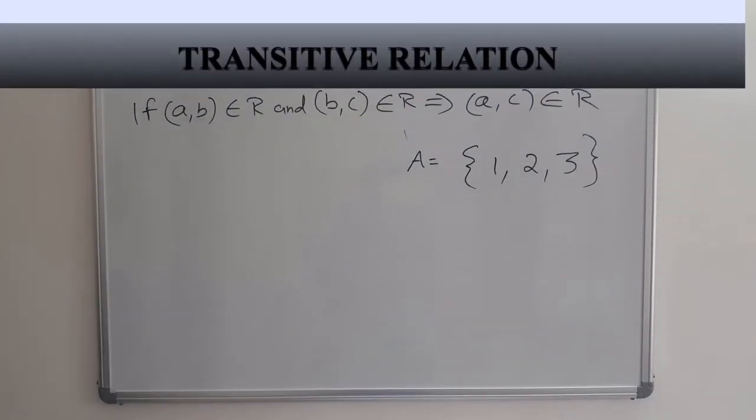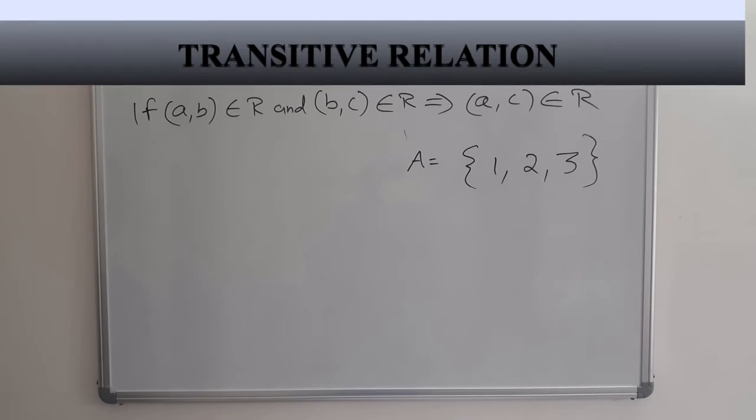Now let us see what is a transitive relation. See the definition. If (a, b) is present in the relation and (b, c) is present in that relation, then we expect to have an element (a, c) in the relation. If this happens, it's a transitive relation.